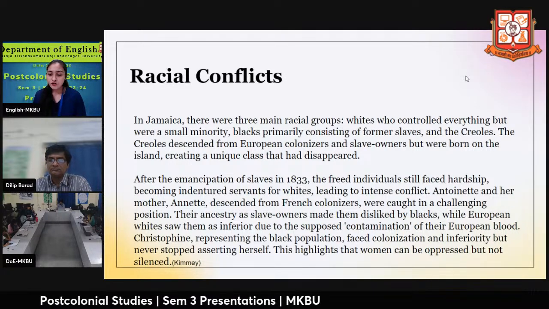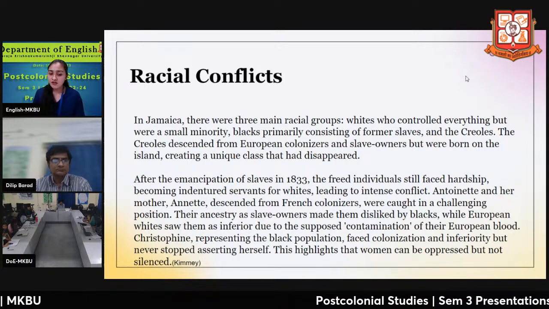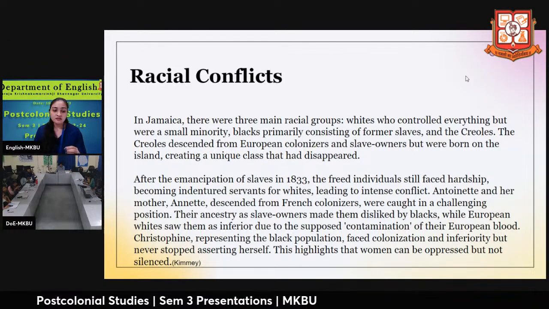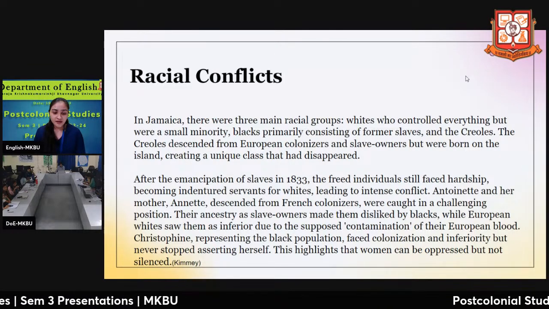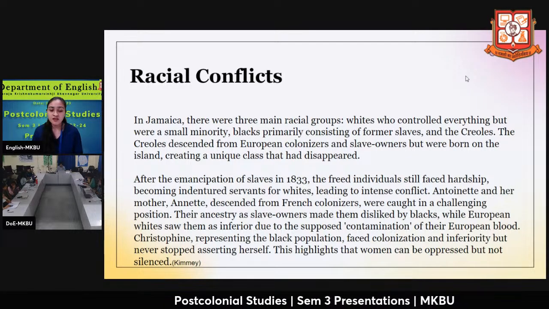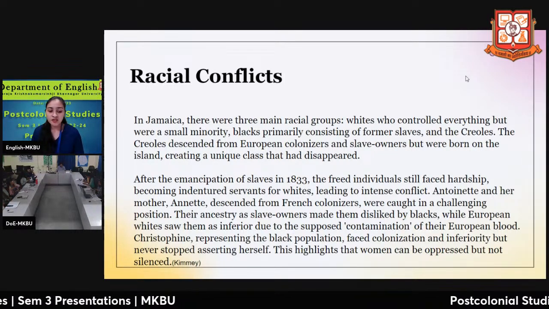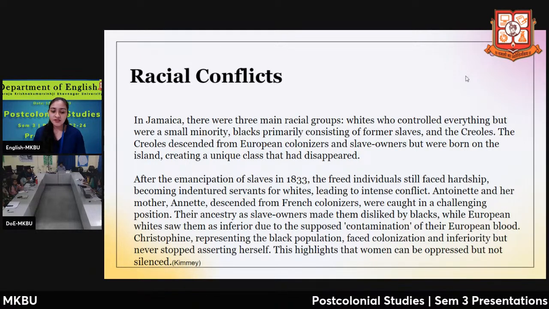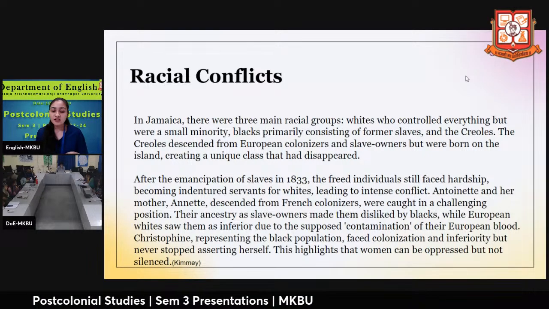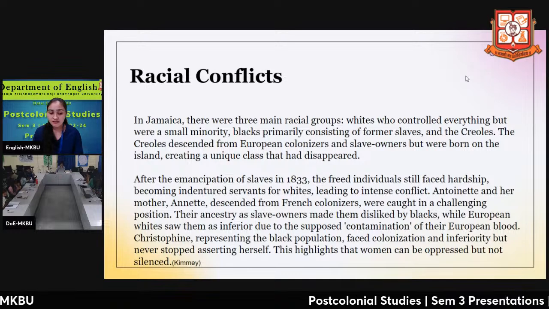Antoinette and her mother Annette, descended from French colonists, were caught in a challenging position. Their asserted ancestry as slave owners made them disliked by blacks, while European whites saw them as inferior due to the supposed contamination of their European blood. Christophine, representing the black population, faced colonization and inferiority but never stopped asserting herself. This highlights that a woman can be oppressed but not silenced.